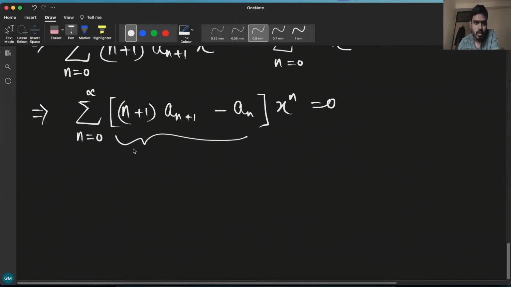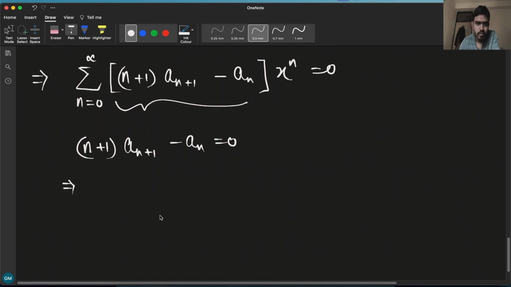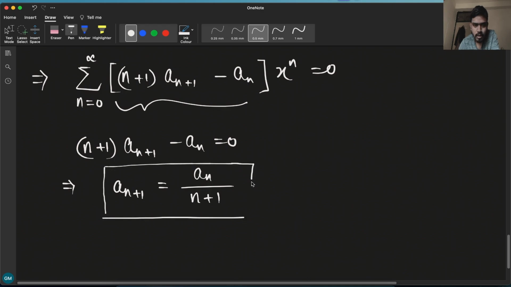Okay, so what I will write is (n plus 1) a_(n+1) minus a_n equals 0, which implies a_(n+1) equals a_n divided by n plus 1. This kind of equation is called a recurrence relation.